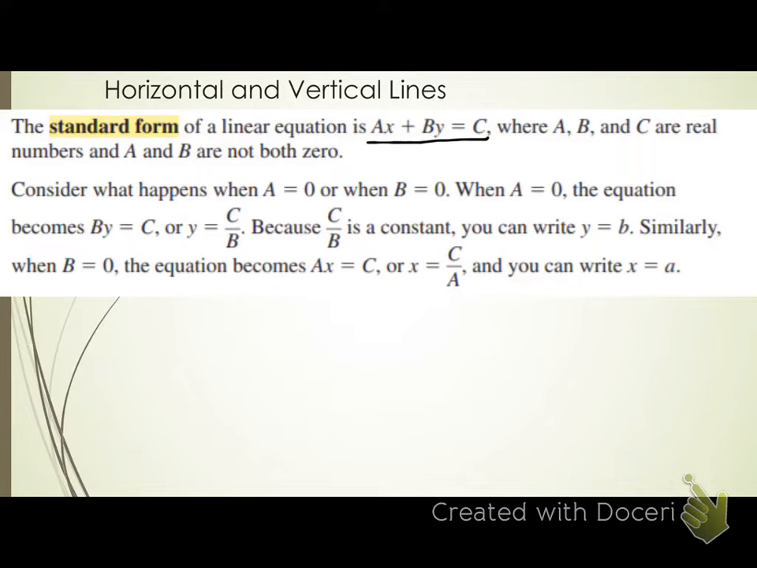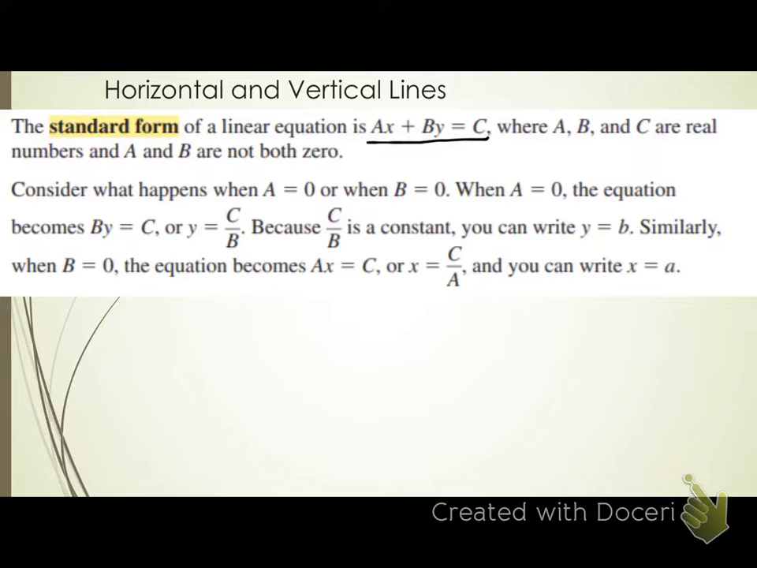Similarly, when b is 0, what's 0 times y? 0. That term goes away. I'd be left with ax equals c. If I solve that for x, divide both sides by a, I'd get x equals c over a. What are c and a? Real numbers, so c over a is another real number. We can write x equals a number. So this gives us y equals a number and x equals a number when either a is 0 or when b is 0. Does everyone understand that?